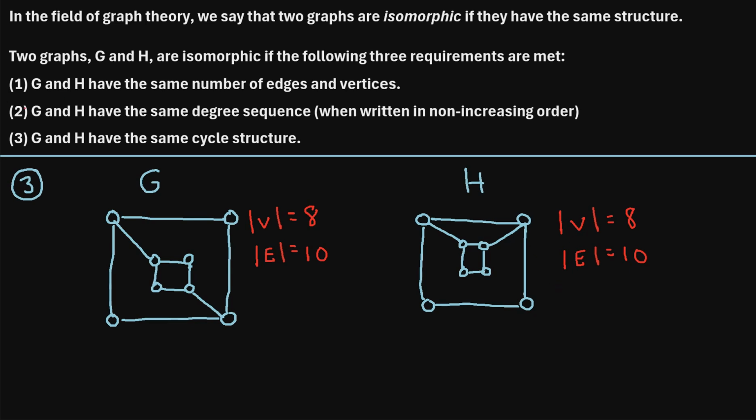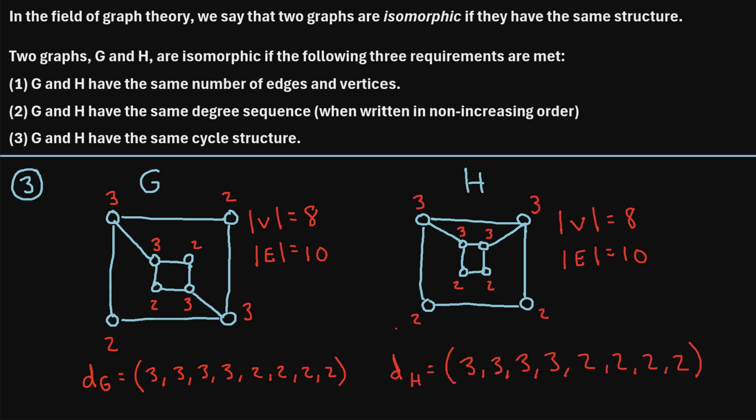So now let's move on to requirement 2. Do they have the same degree sequence? So we can go ahead and go through each vertex in graph G and label its degree. So if we label each degree and then we write out the degree sequence for graph G, here's what that looks like. And then we can repeat this process for graph H.